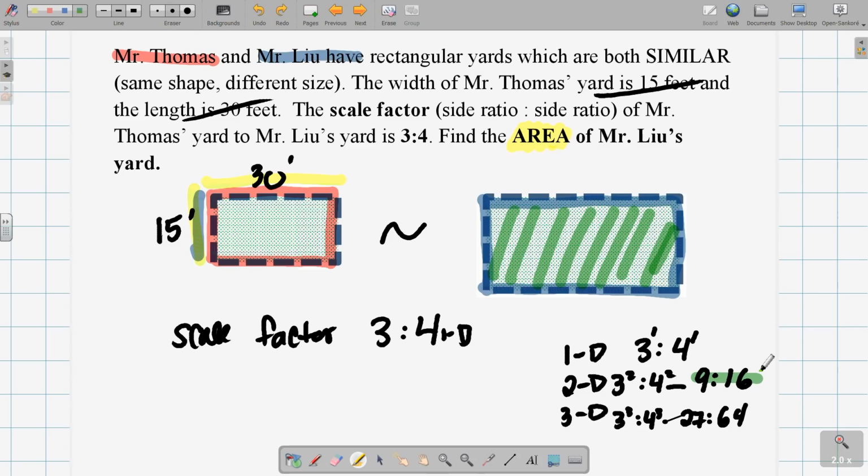So the scale factor is 3 to 4. So first I'm going to find the area here of Mr. Thomas's garden. And that's going to be simply 30 times 15. And we get 450 feet squared.